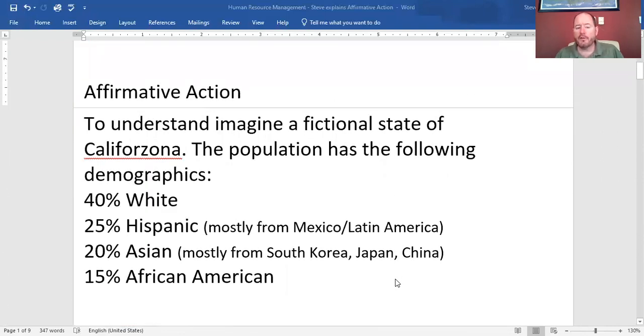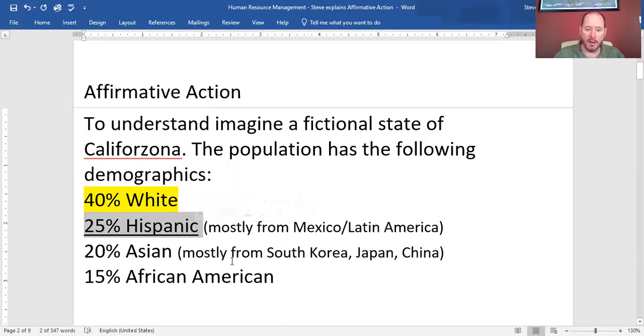So to understand affirmative action, I've created a fictional state, kind of mixing California and Arizona, and we'll just call it California. The population of California is 40% white, 25% Hispanic, which just simply means that the people come from Mexico or Latin America primarily.